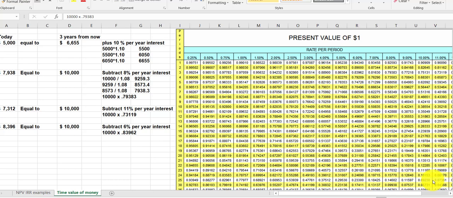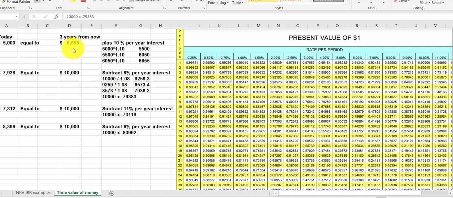Hello everyone, welcome to part 2 of our discussion of chapter 5. This is more the demonstration of how this works in Excel or using our present value tables that were introduced in part 1. So remember, we talked about the idea that an amount today is not equal to an amount 3 years from now. And the difference is interest.